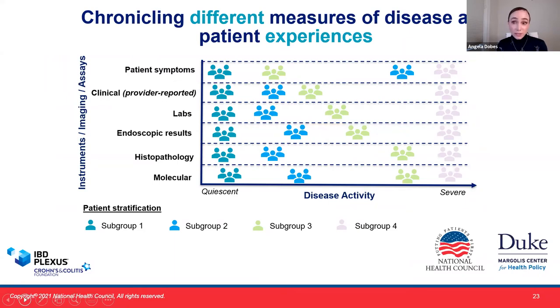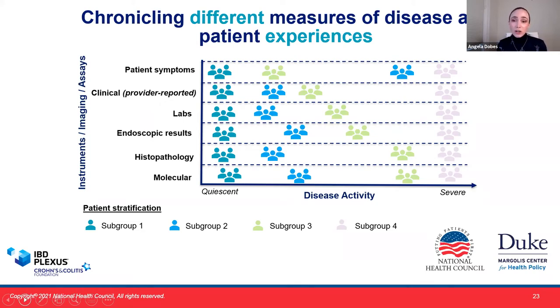Crohn's disease and ulcerative colitis are very complex diseases. So when you're trying to look at the disease and capture a holistic picture, the complexity of the disease is compounded because we know that not all measures that are used to measure disease activity are equal. This is purely an illustrative image, but the takeaway from this slide is there are a lot of different ways to slice and dice IBD.